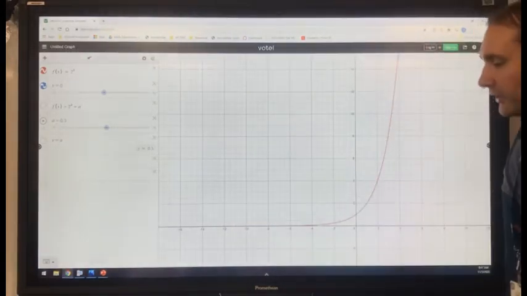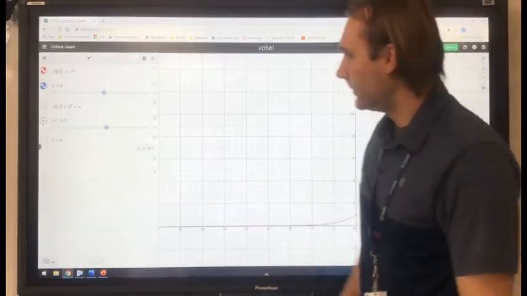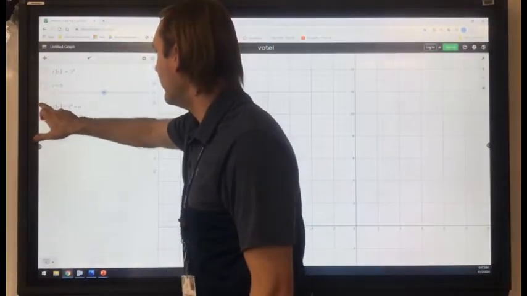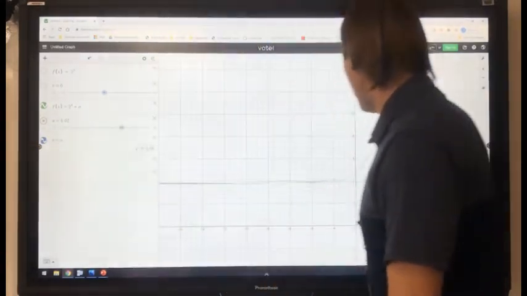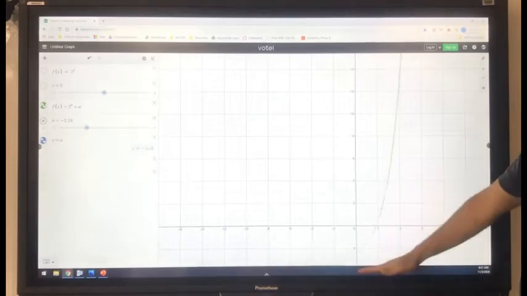One thing also I want to note about the graph is that exponential functions have a horizontal asymptote. So as I see here in this one, as our graph moves up and down, so does our horizontal asymptote.